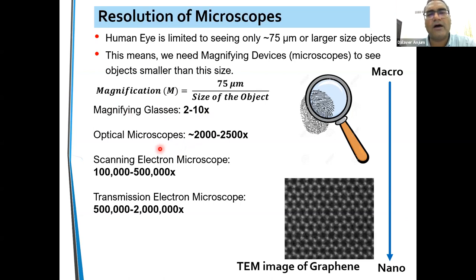If you wanted to see objects with an optical microscope, we know that the typical magnification we can get is roughly in this range. From this, we can calculate how small an object we can see. We can see, for example, red blood cells easily with an optical microscope. If you wanted to see even smaller objects, we need to use SEM, which can magnify up to 500,000. But the transmission electron microscope is the only technique that allows us to go to magnification of up to 2 million. At 2 million magnification, you are directly at the size of an atom, roughly. Here's an example of a TEM image taken of graphene.